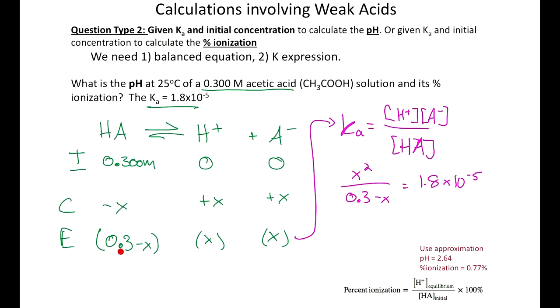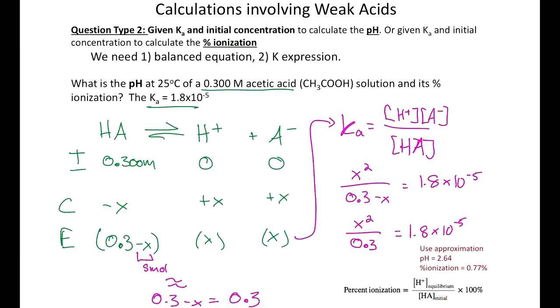So if we take 0.3 and we subtract a small number, if this is really small, then we can just say that that whole thing, 0.3 minus X, is just equal to 0.3 instead. And that's why we can approximate. It's because Ka is small. We can say that minus X is going to be really small, so this can just be approximated to X squared over 0.3 equals 1.8 times 10 to the negative 5. Does that require the quadratic? No, it doesn't. Thank goodness.